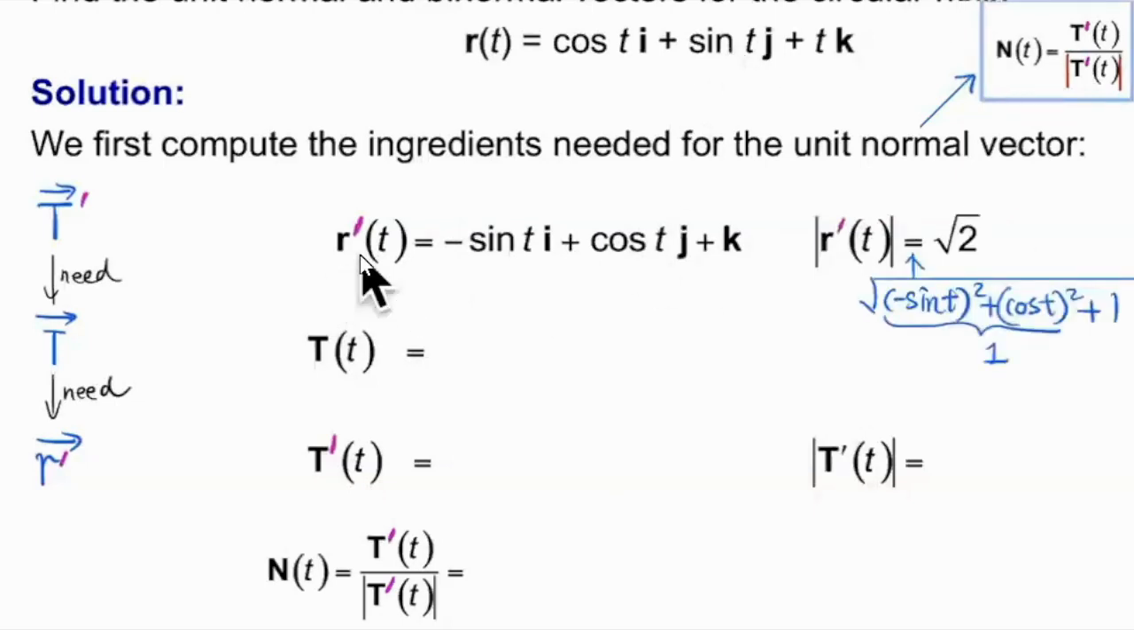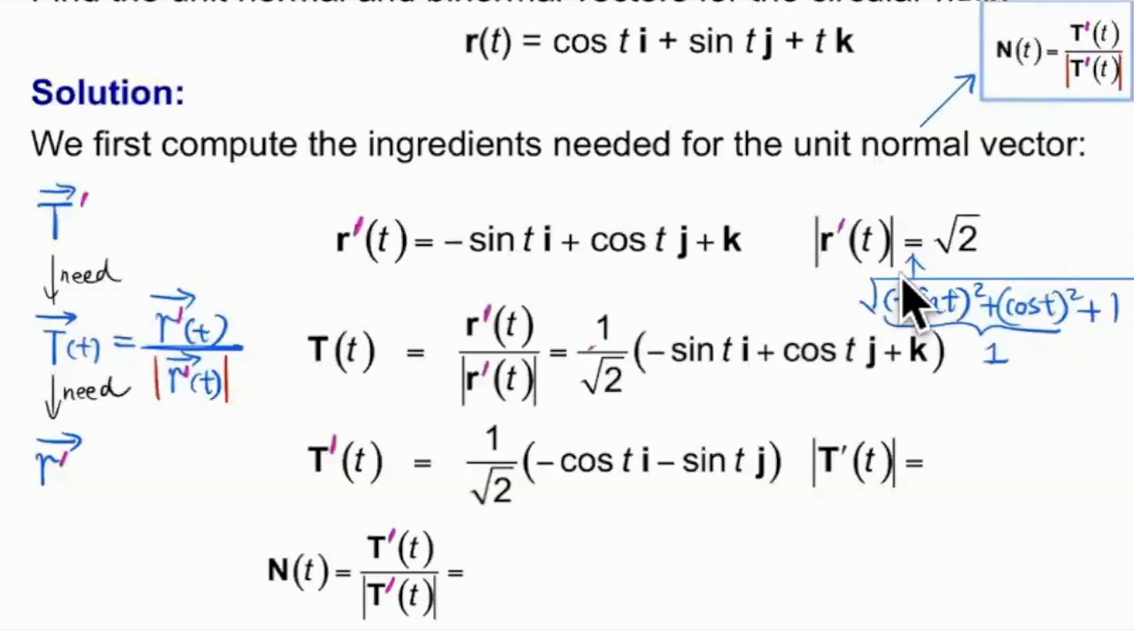The magnitude of r prime will be, you square each component and add them up, square this and square this. These two add up to 1. 1 plus 1 is 2. The magnitude of r prime is square root of 2. Then we use r prime divided by its magnitude to find T, because the unit tangent vector is r prime divided by its magnitude. So T of t will be equal to this divided by its magnitude. And then we got this result here.